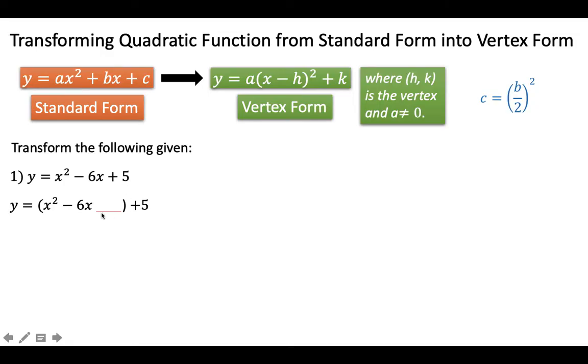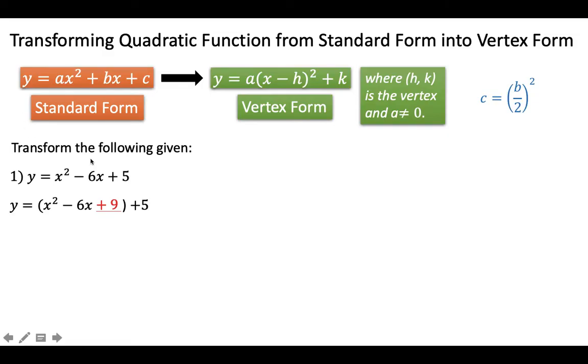Okay, and we will leave a space here because we will find a third term for this expression to make it a perfect square. So in this case, our b here is negative 6, and we will replace b here. Negative 6 over 2 is negative 3. Negative 3 squared is positive 9. So we will add 9 here to make it a perfect square trinomial.